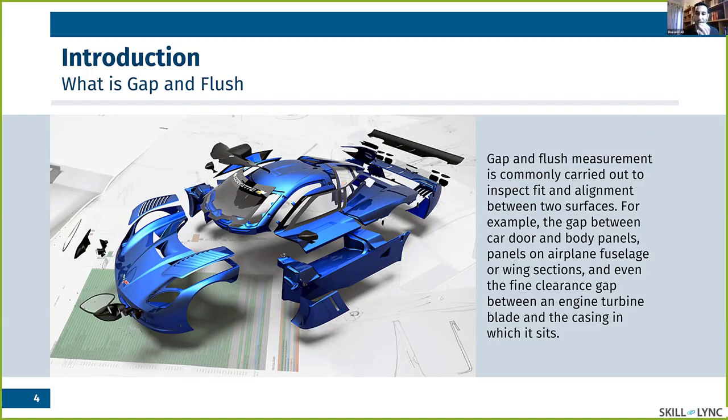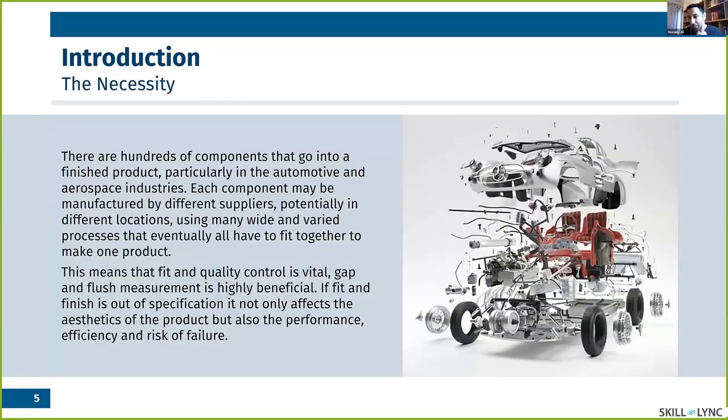So why do we need gap and flushness basically? Look at the picture. You see there are myriads of different components which would be assembled to create a complete vehicle or any other product. As you know, there are hundreds of components that go into a finished product, particularly in the automotive and aerospace industries. Each component may be manufactured by different suppliers, potentially in different locations, using many wide and varied processes that eventually all have to fit together to make one product.